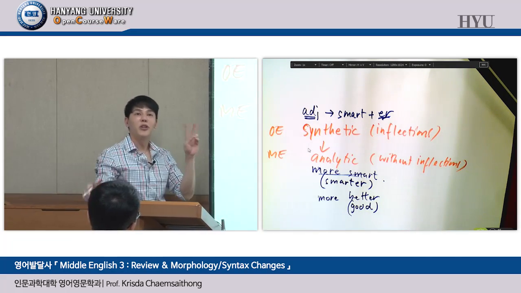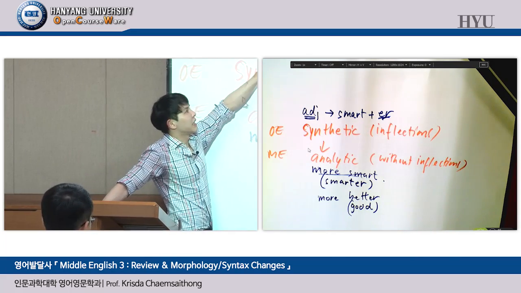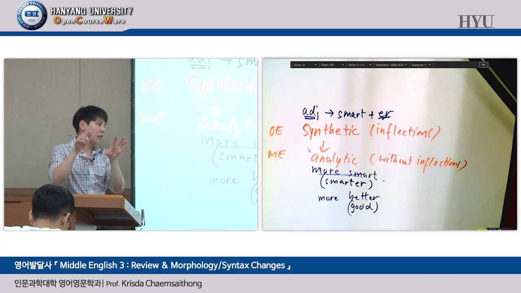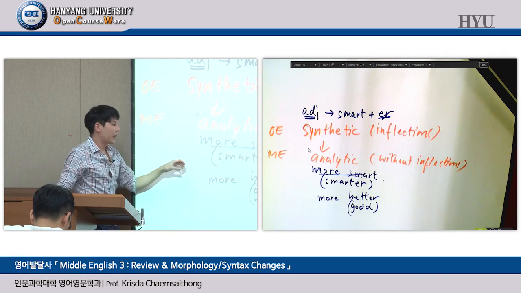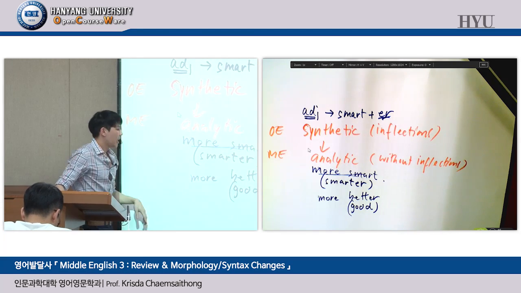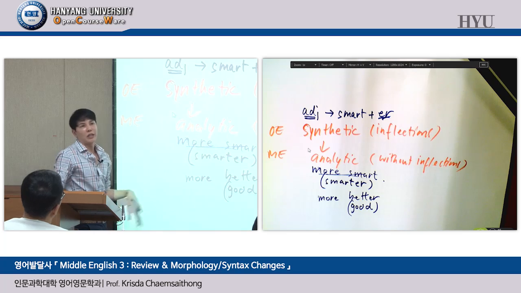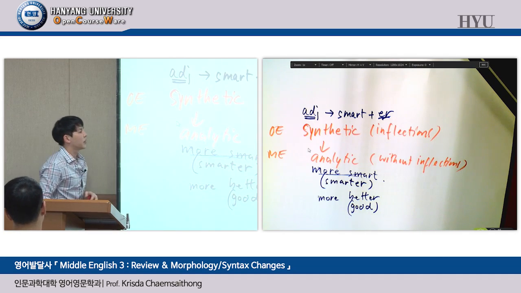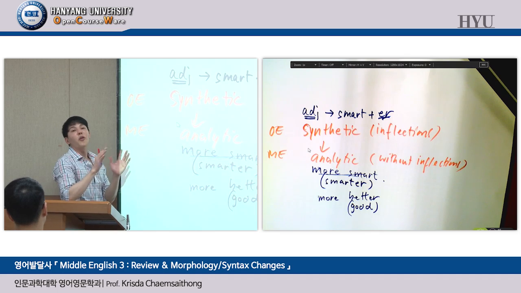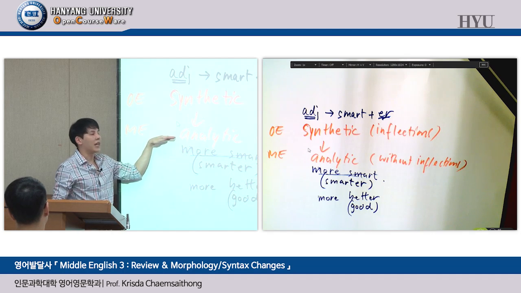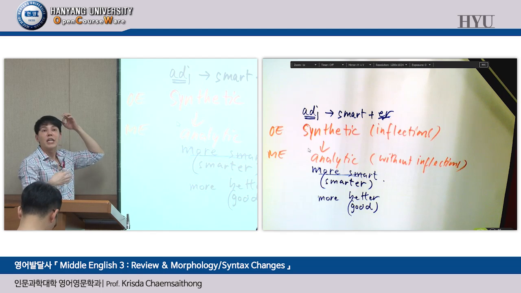You might see double. So better is the synthetic, right? Good to better. So you inflect good with er, and then you even change the form. And then you also have more here. So what is on the rise? I think what is increasing in Middle English is the use of more analytical method of marking things.